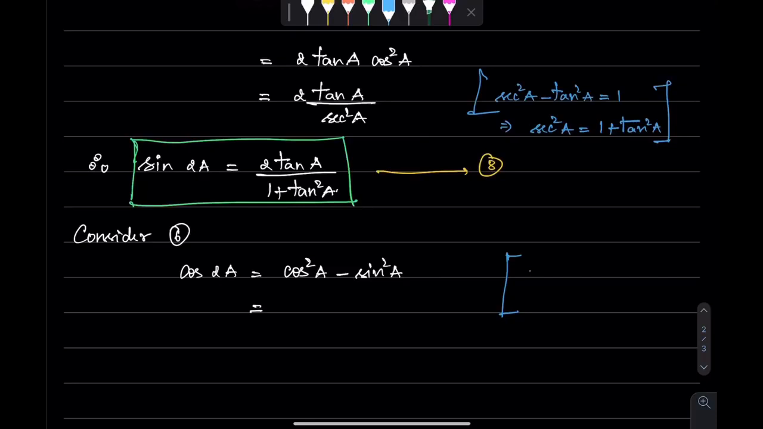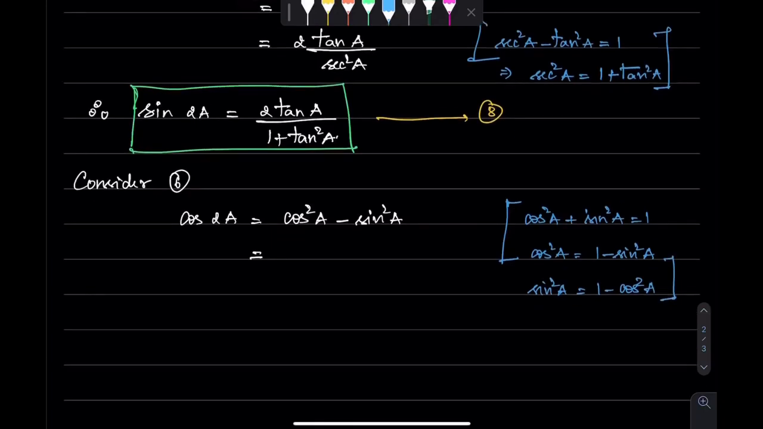So what we know, I know that cos square a plus sine square a is equal to 1. So from which I can write cos square a as 1 minus sine square a, or I can take sine square a as 1 minus cos square a. So using that first one, in this expression I'm going to put cos square a as 1 minus sine square a. So what do I get, children?